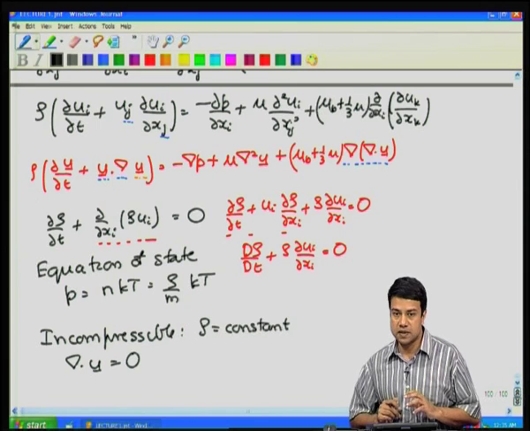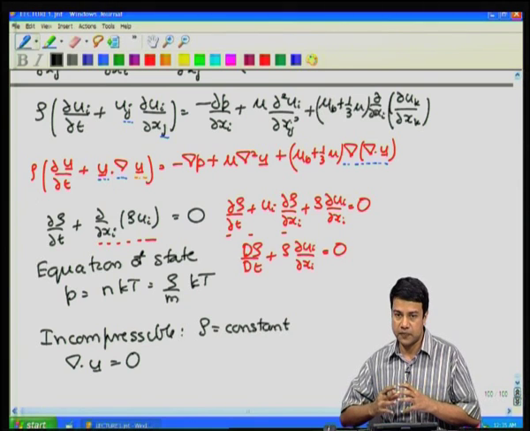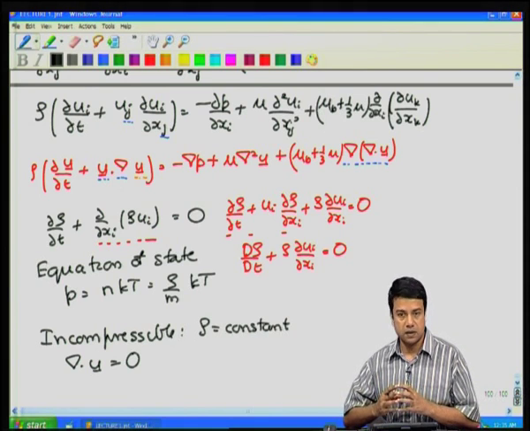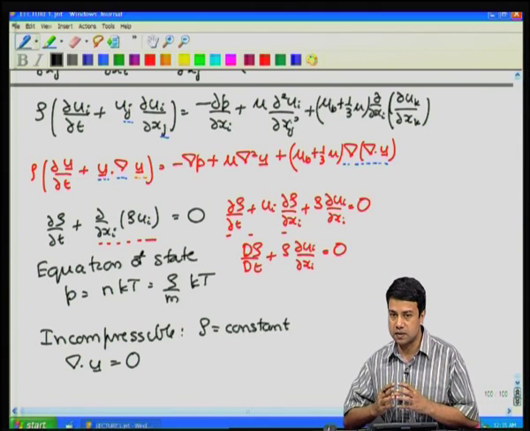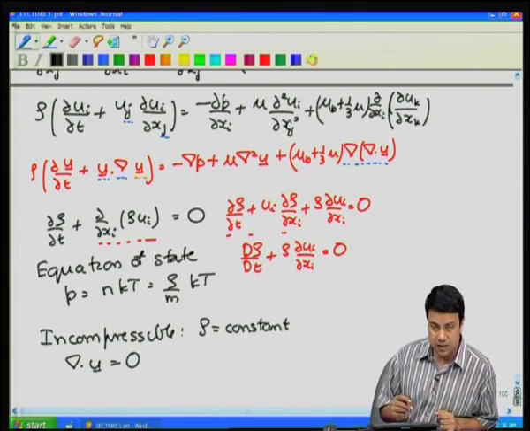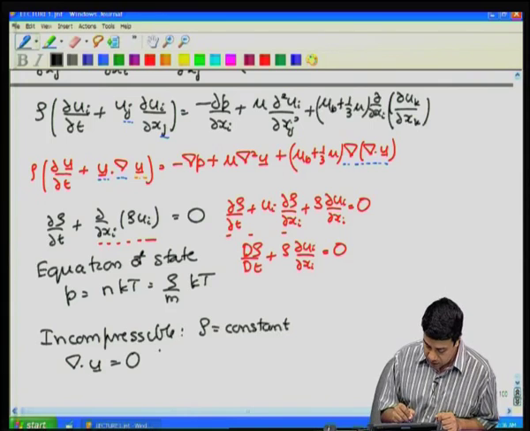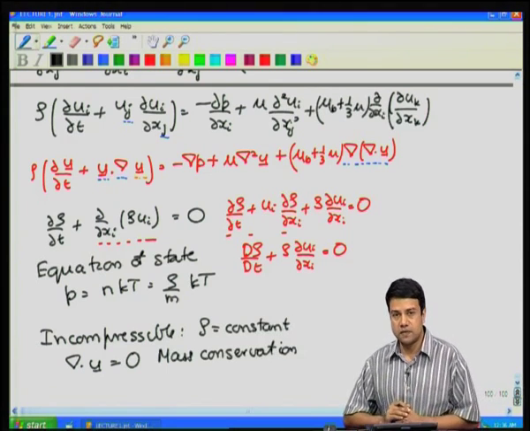Divergence free means that if I take any differential volume, since the density is a constant, and there is no source of mass within that volume, there can be no net flow of fluid from inside to outside, because the density is a constant. So, this divergence of u equal to 0 is itself the mass conservation equation.